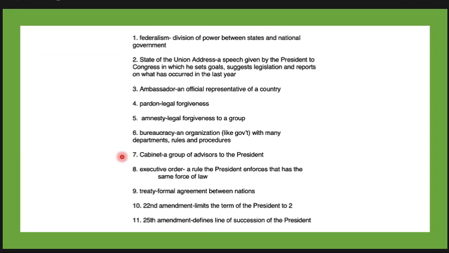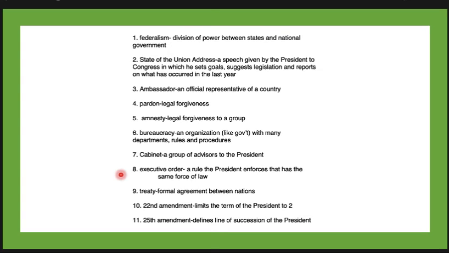Cabinet. This is not what you keep your dishes in your kitchen. This is people who advise the president. It could also be a group of people who advise a governor, depending upon what level of the executive branch we're talking about. So it's just a group of advisors. Executive order. This is something that the president can enforce that has the same force of law. It is not a law, but it is something that has the force of law.